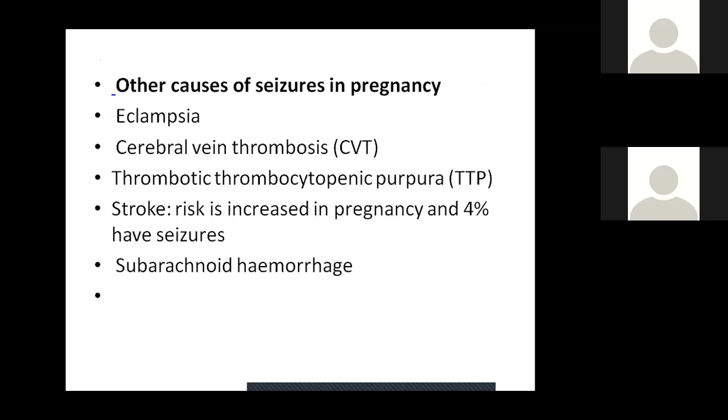Other causes of seizures in pregnancy are, most commonly, eclampsia, cerebral venous thrombosis, thrombotic thrombocytopenic purpura, and stroke. Risk is increased in pregnancy, and 4% have seizures. Subarachnoid hemorrhage. These are the causes in which the patient can present with seizures for the first time in pregnancy.